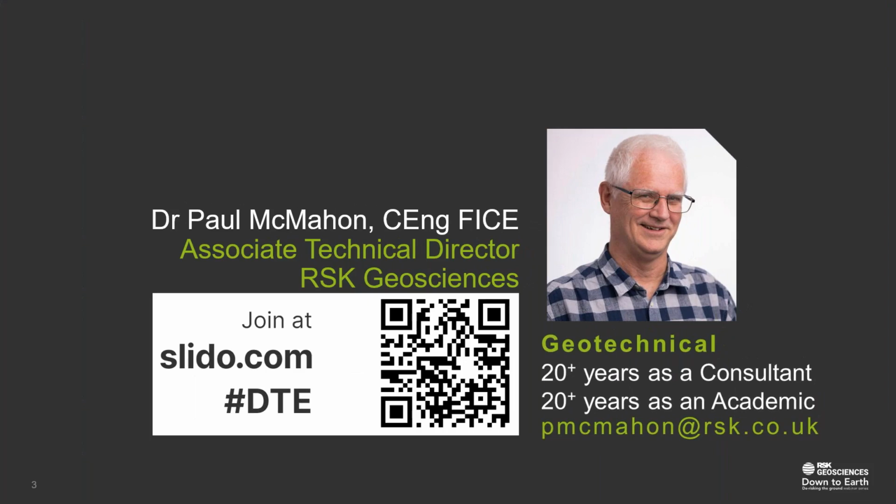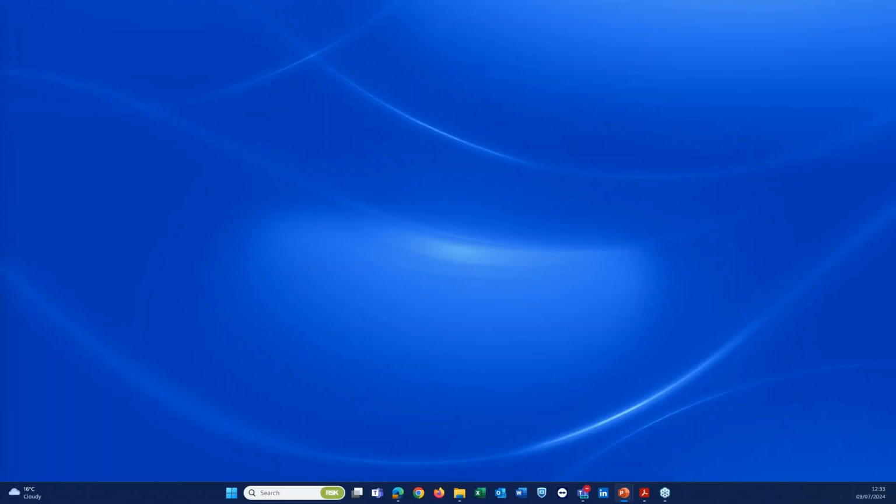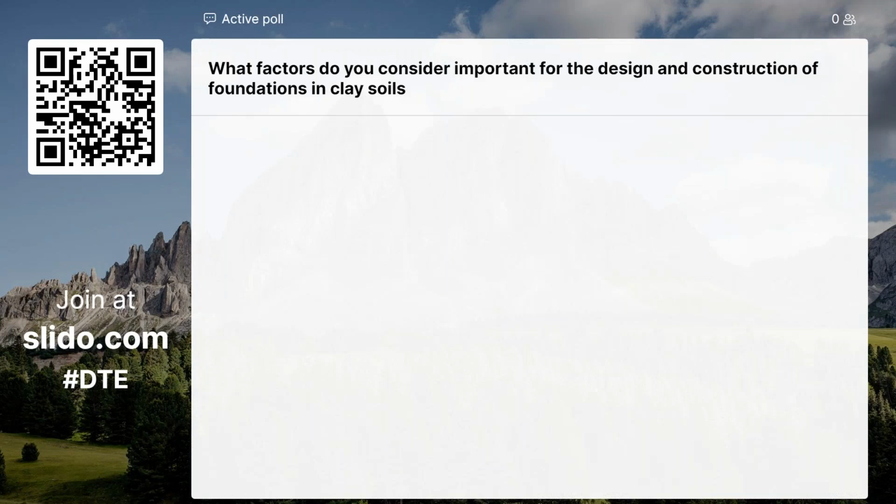So you'll notice on the slide here that it's got slido.com and the code number DTE for Down to Earth. I'm straight away going to ask you a question, if you wouldn't mind just answering this question for me. What factors do you consider important for the design and construction of foundations in clay soils? So slido.com and the code letters DTE should get you in. I'd appreciate if people could put some words in.